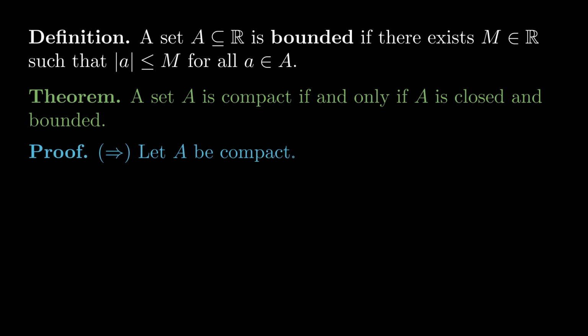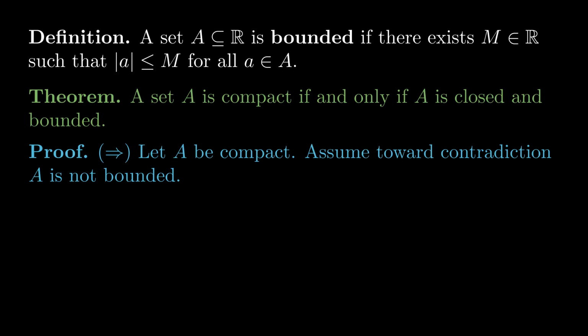For the proof of this statement, let's start with the forward direction. Let A be a compact set. We need to show that A is closed and bounded, so let's start by assuming toward a contradiction that A is not bounded. This will allow us to construct a sequence that diverges toward infinity, and then no subsequence of that will be able to converge.